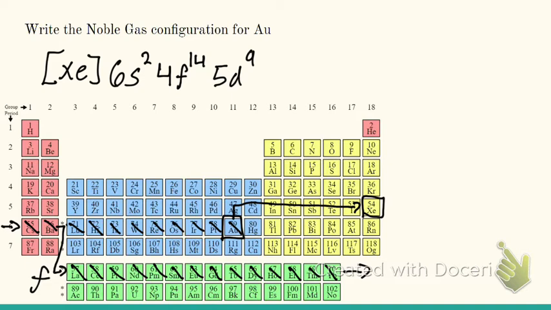Again, the biggest thing is whenever we enter into that F block, we are going to lower our row number by 2. Whenever we enter into our D block, we're going to lower our row number by 1.